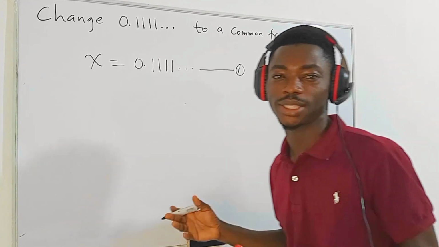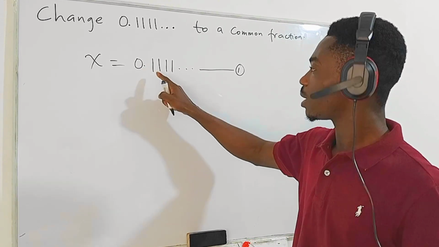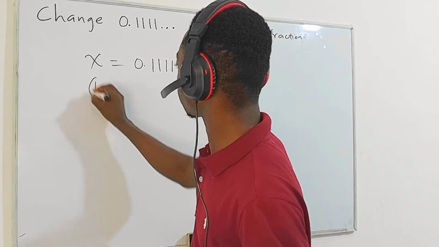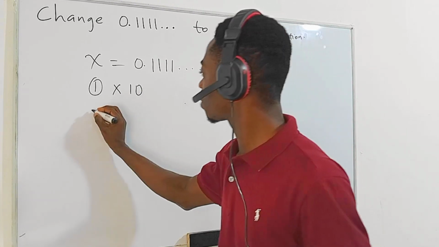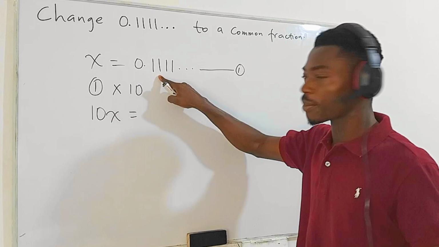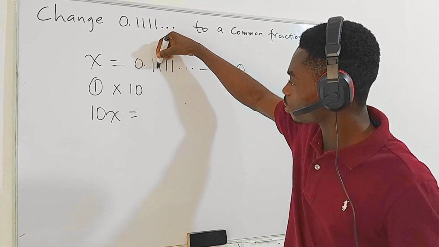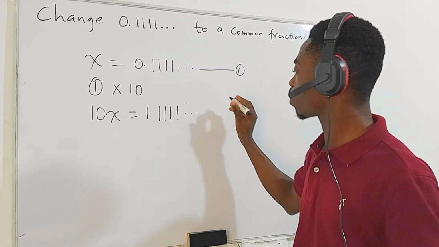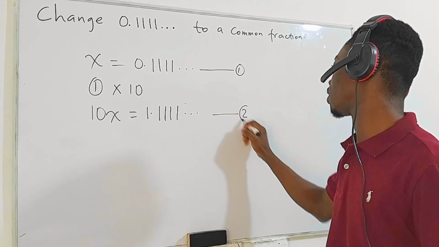Again, we would like to generate another equation in such a way that we shift the decimal point to this side or even more. So what I will do first is say equation 1 times 10. And this time, equation 2 is going to be 10x is equal to, if we multiply this number by 10, obviously we are going to shift the decimal point to this point. So we are going to have 1.1111, and it also keeps on going up to infinity. And this time we can call it equation 2.